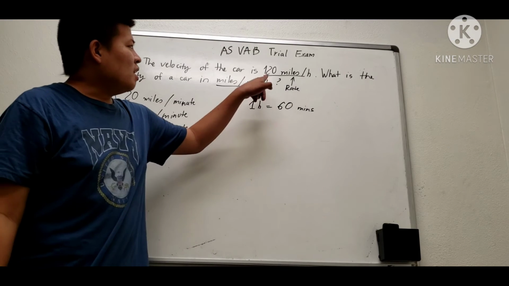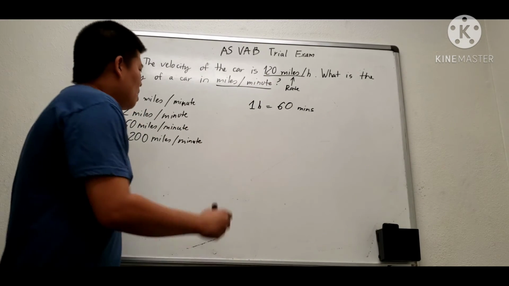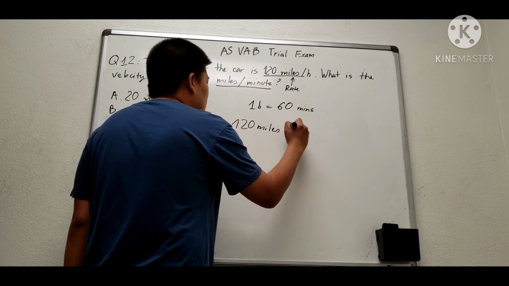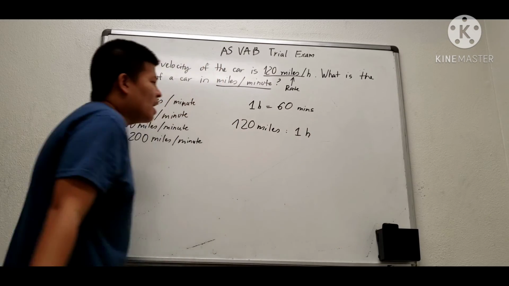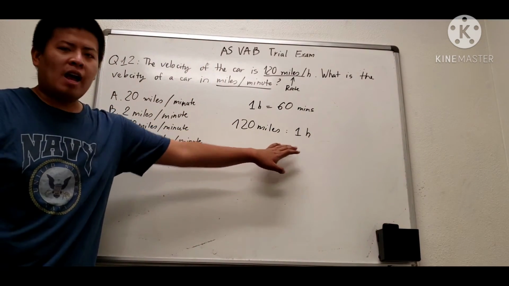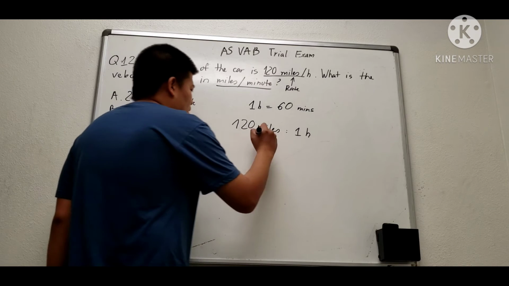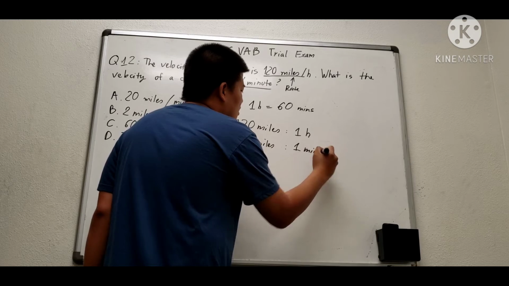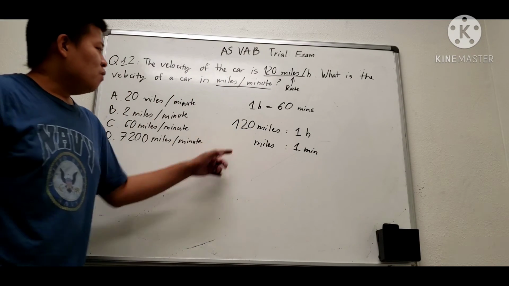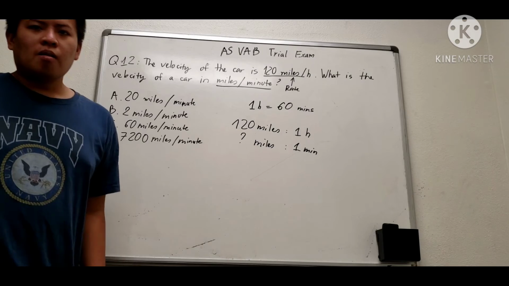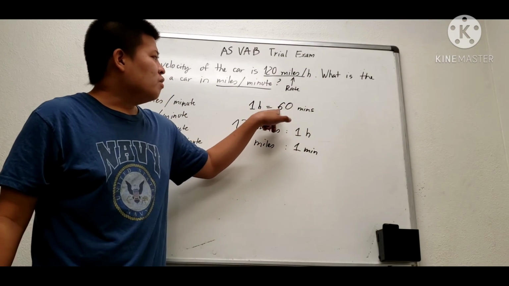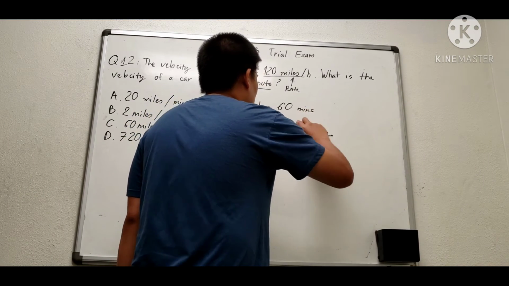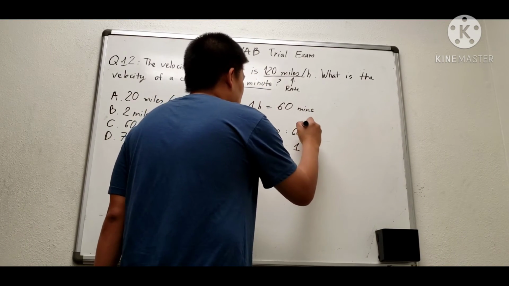So in here, we can write 120 miles per hour in a ratio like this: 120 miles in 1 hour. Now, the question asks about the minute, and we need to find that. But 1 hour we can transform to 60 minutes, so in 1 hour, there will become 60 minutes in here.